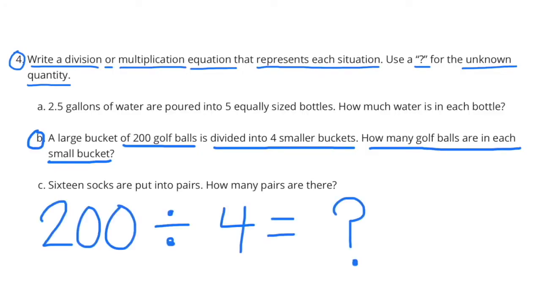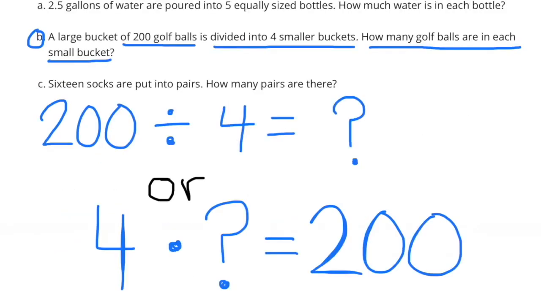200 divided by 4 equals what number? Or 4 times what number equals 200?